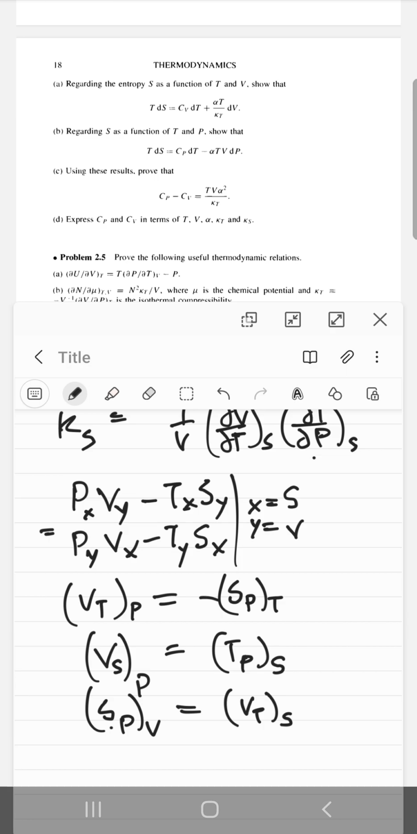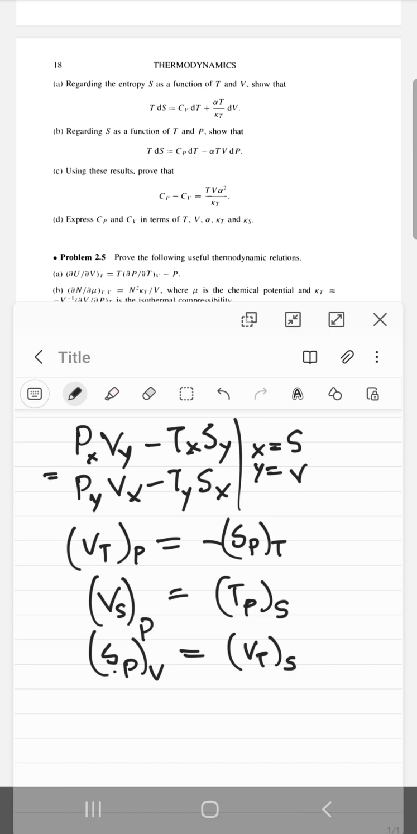Right. So that's what I must have written there, like S sub P at constant volume. And that's right. V sub S at constant pressure. Cool. And so now the only term remaining is to just figure out what this is when we switch S and P.